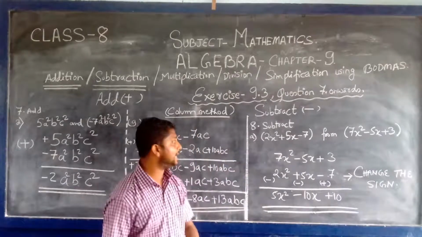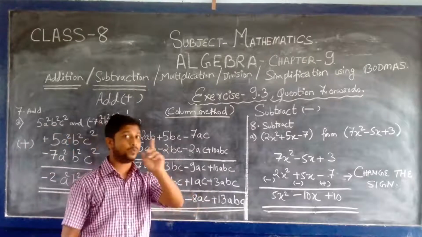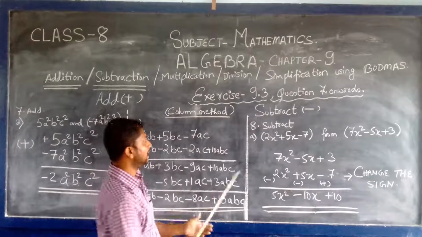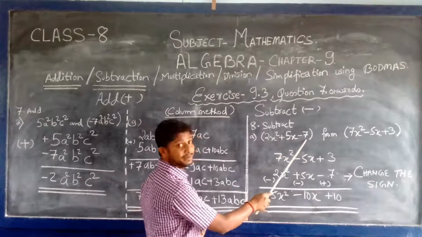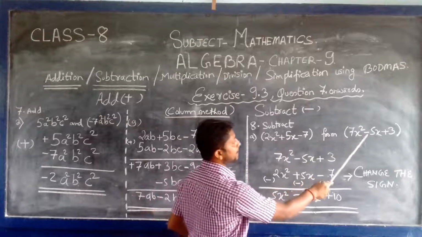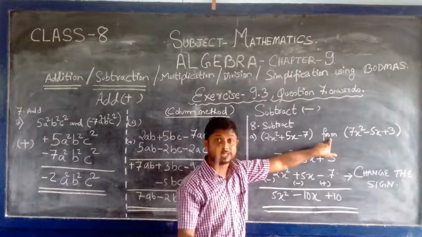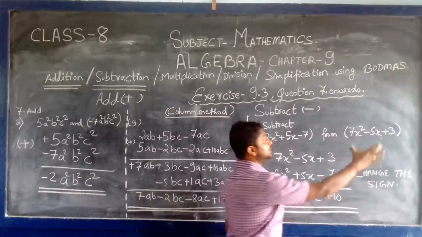Like in question number 8a, you see the method is same, the doing procedure is same, but one sign changing has to be done at the second line. Like it is given, subtract 2x square plus 5x minus 7 from 7x square minus 5x plus 3. Since the question is given from, please remember this from. This number has to be subtracted from this number.